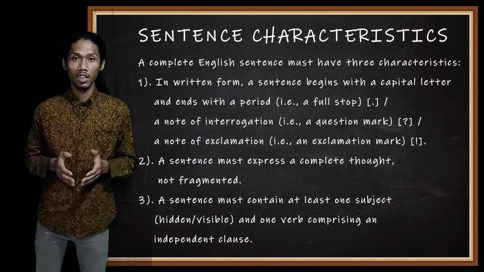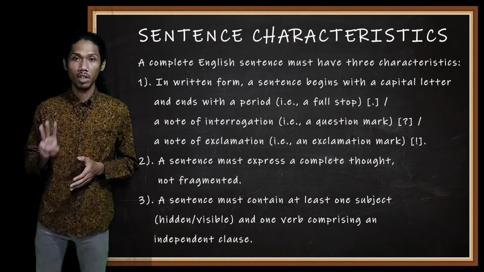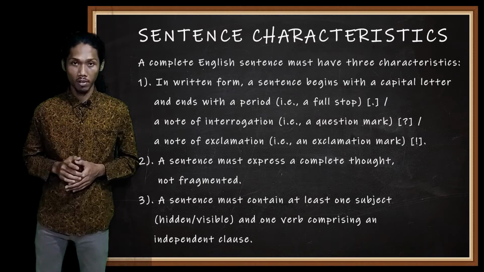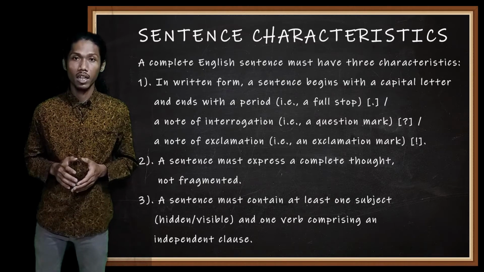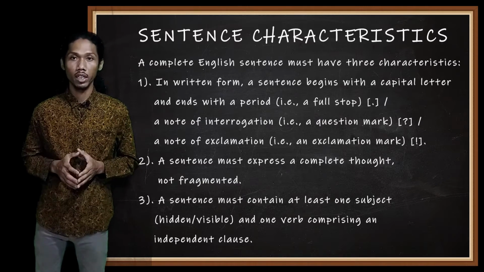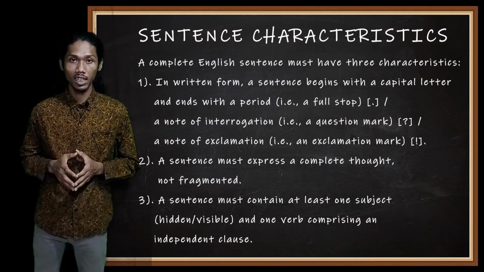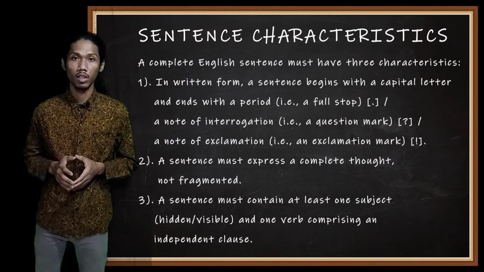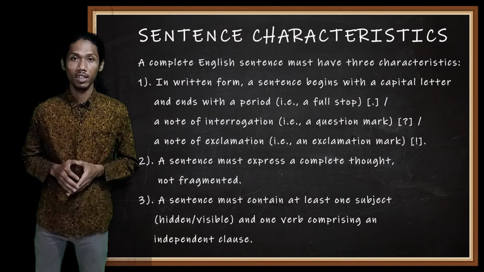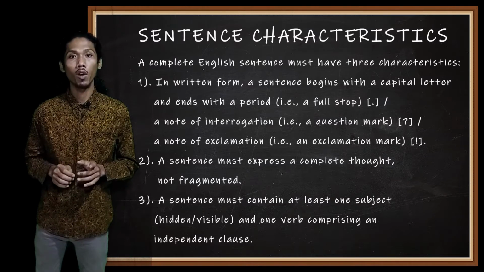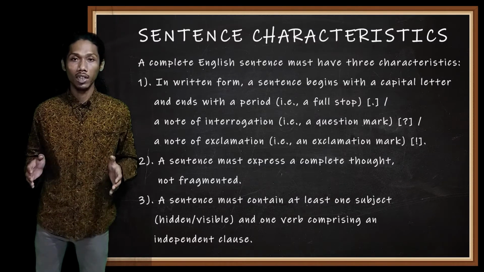A complete English sentence must have three characteristics. First, in written form, a sentence begins with a capital letter and ends with a period or a note of interrogation or a note of exclamation. Second, a sentence must express a complete thought, not fragmented. Third, a sentence must contain at least one subject and one verb comprising an independent clause.